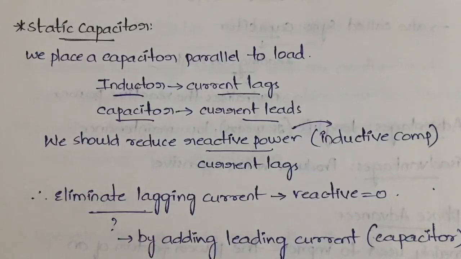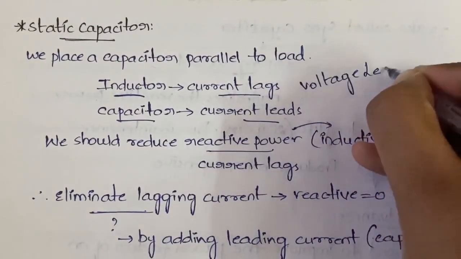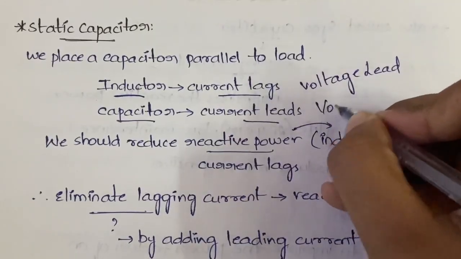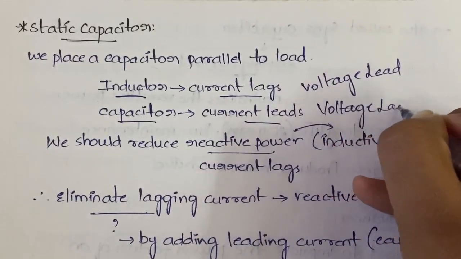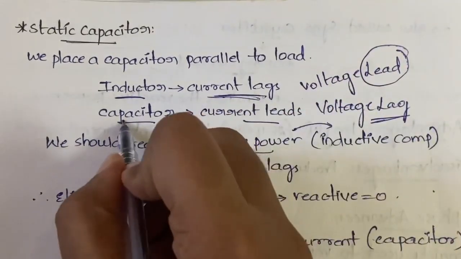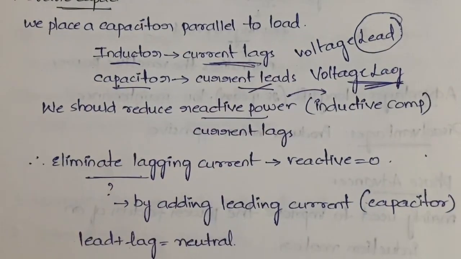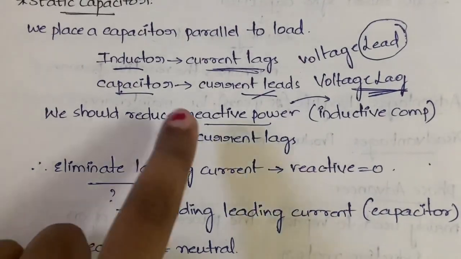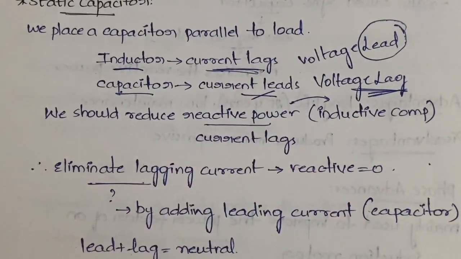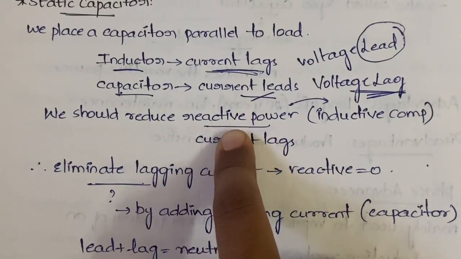In the first video where I explained the basic circuit components, I explained that in an inductor voltage will lead, right? Voltage will lead in an inductor, and in a capacitor voltage will lag. Here voltage is leading means current is lagging. In the capacitor also, the voltage is lagging means the current is leading. Okay, so now what is our main goal? We have to reduce the reactive power, right? You understood what is reactive power. It is wasted electricity.